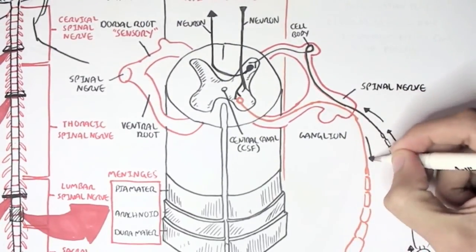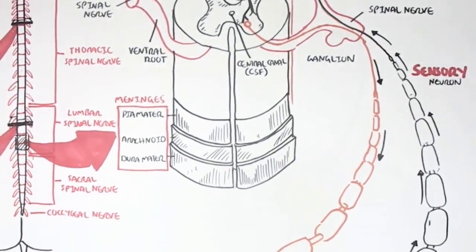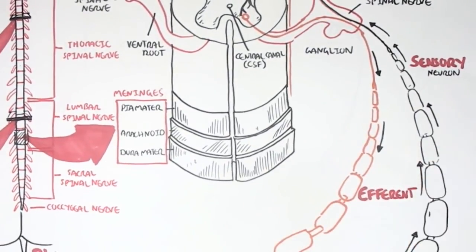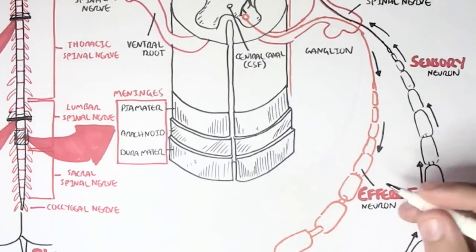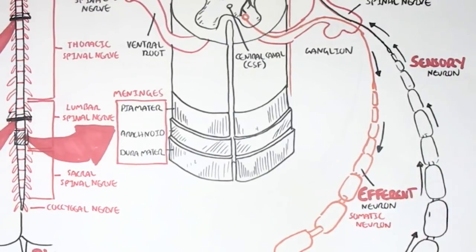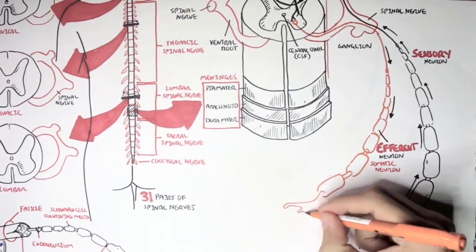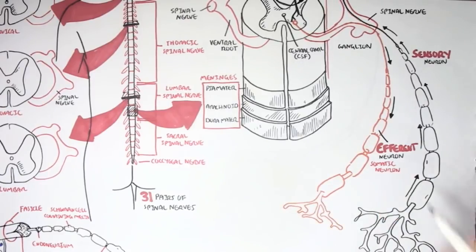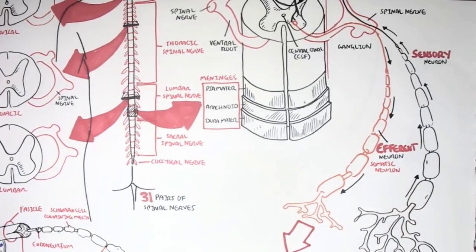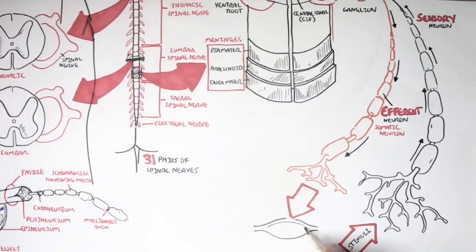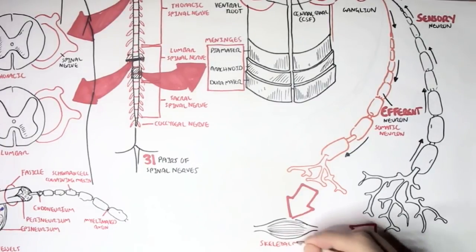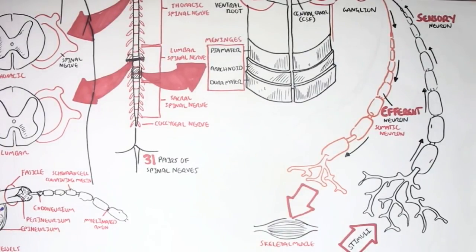Now this efferent neuron, this motor neuron, is actually a somatic neuron, which means that it is bringing information or commands to initiate movement. So it's going to bring commands to skeletal muscle for contraction, for example. And this neuron, therefore, is voluntary because we can control movement. It is a somatic neuron.